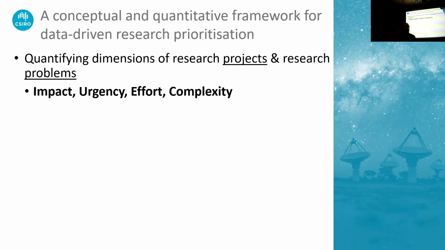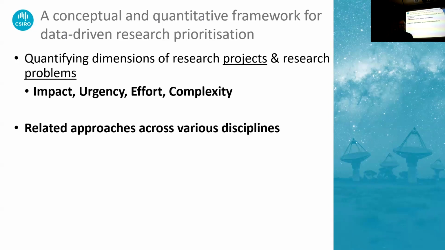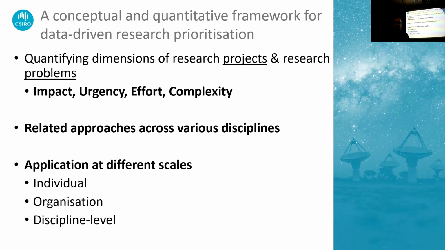So we've proposed these labels of impact, urgency, effort, and complexity. And there's related approaches across various disciplines. So for instance, in the business and management literature, they've got the RICE framework, which is reach, impact, confidence, and effort. Relatedly, in health economics, you can look at things like dollars per quality adjusted life year from a given intervention. And as I mentioned, Bayesian decision theory, optimal design.